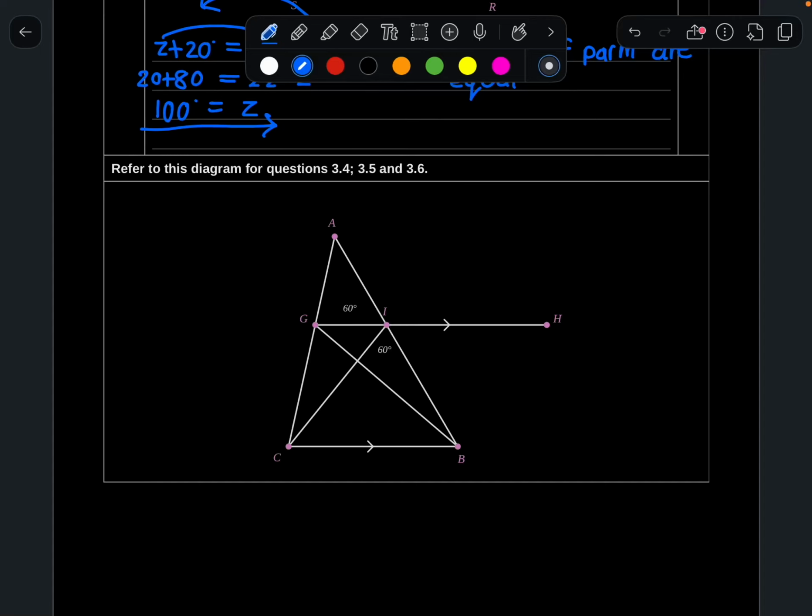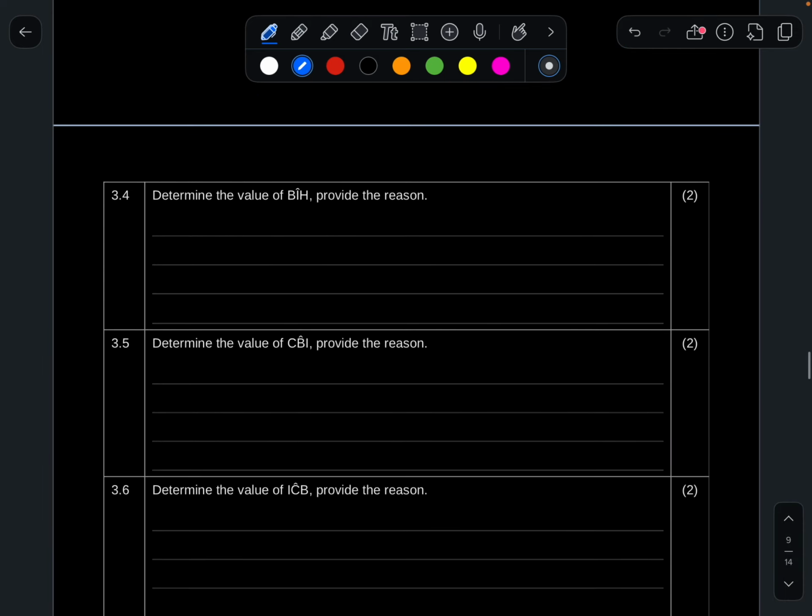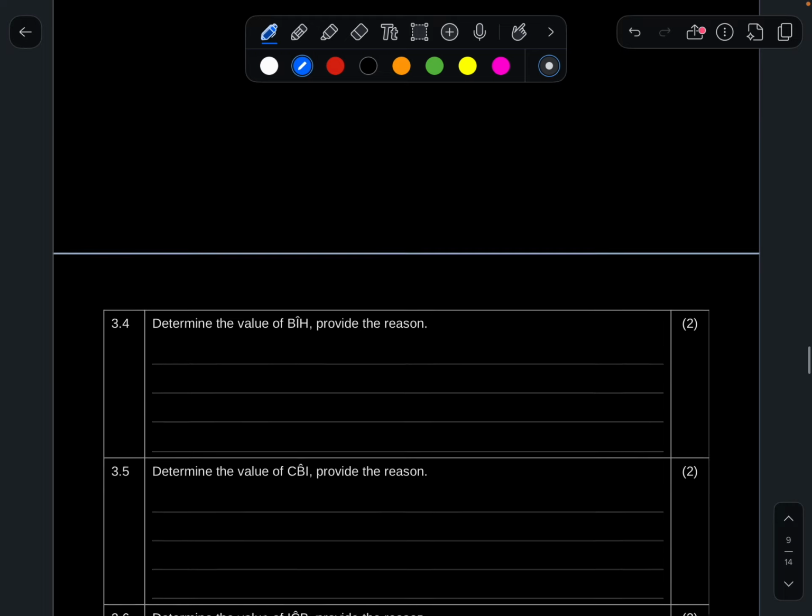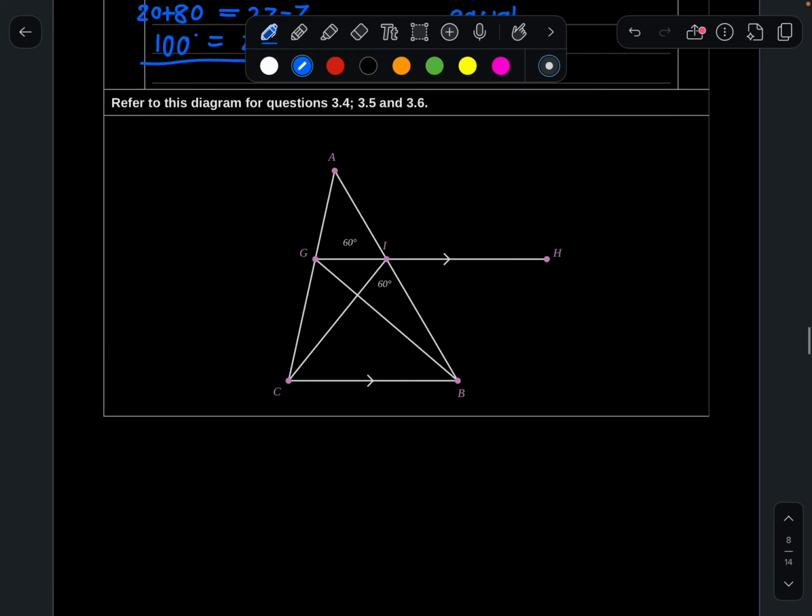Refer to this diagram for questions 3.4, 3.5, and 3.6. Let's check what they're asking in 3.4. Determine the value of angle BIH. Provide the reason. Okay, so angle BIH, that is this angle in here.